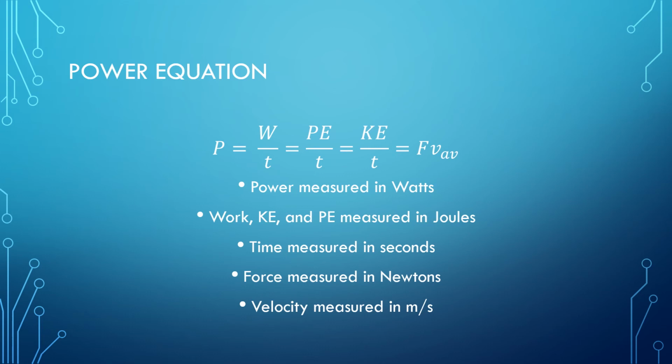So that's why we're going to have several different equations. Work, kinetic, and potential energy are all measured in joules since they are all forms of energy. Time needs to be in seconds when put in these equations. If we're using this last equation here, F times V average, F is a force, and the force needs to be in newtons. VAV means average velocity, and velocity for all of our physics problems needs to be in meters per second.